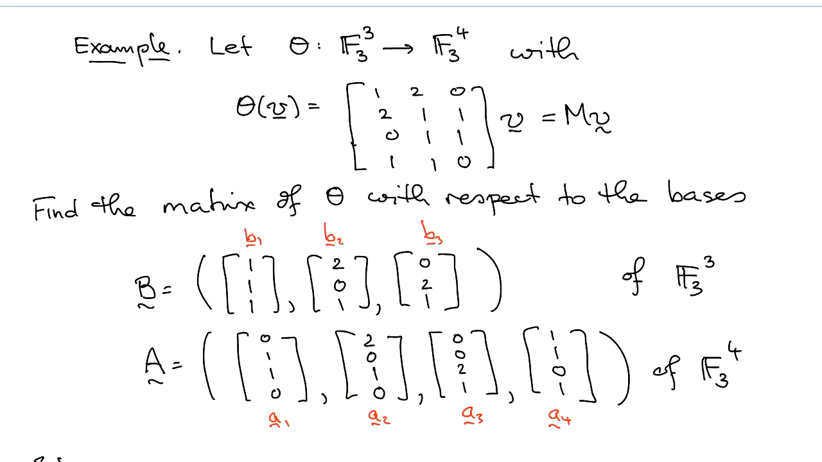We do it exactly the way our recipe said. We have to do it for all of them, so let's start with B1, then B2, then B3. We compute theta of B1, theta of B2, theta of B3, and then we do the working involved to write theta of B1 as a linear combination of A1, A2, A3, A4, theta of B2 as a linear combination, and so on and so forth. And that'll tell us first column, second column, third column. Yeah, there'll only be 3.